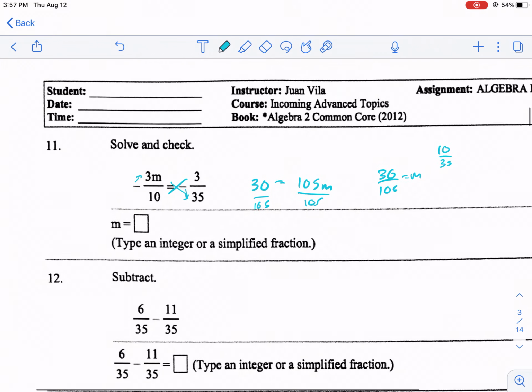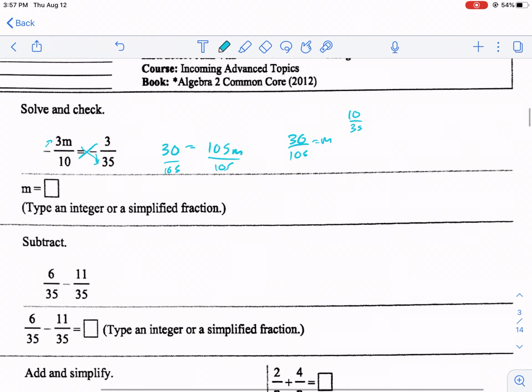Well, really, I could have divided it by... what could I have divided it by? So if I divide it by 10... No, I can't divide it by 10. I can divide it by 3, and I get 10. But I really could have divided it by another 5, so I really could have divided by 15 to both. So 30 divided by 15 is 2, and 105 divided by 15 is 7. So we have 2 over 7 equals m.